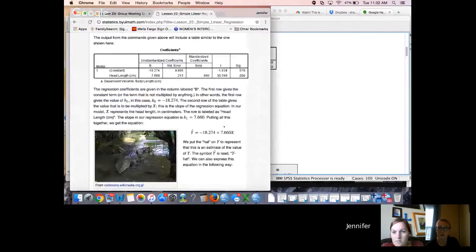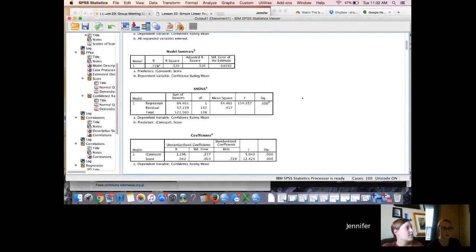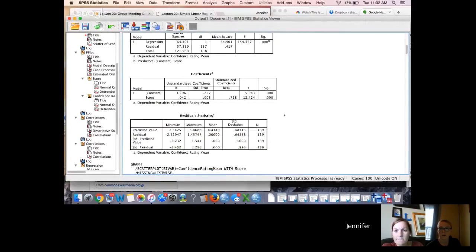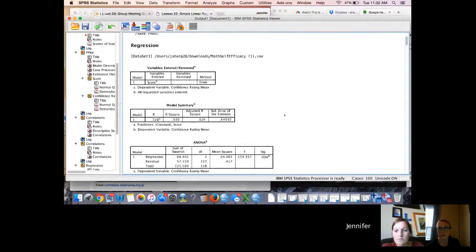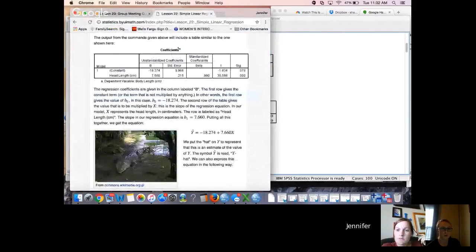In here, it says the slope in our regression is that. We really did it right, so we must have done something wrong. Or we're looking at the wrong box, because I'm looking in coefficients. That's where you're supposed to look though, right? Yeah, under coefficients. It says right here, the slope in our regression is B1, which equals 7.660. Did I type it in wrong?